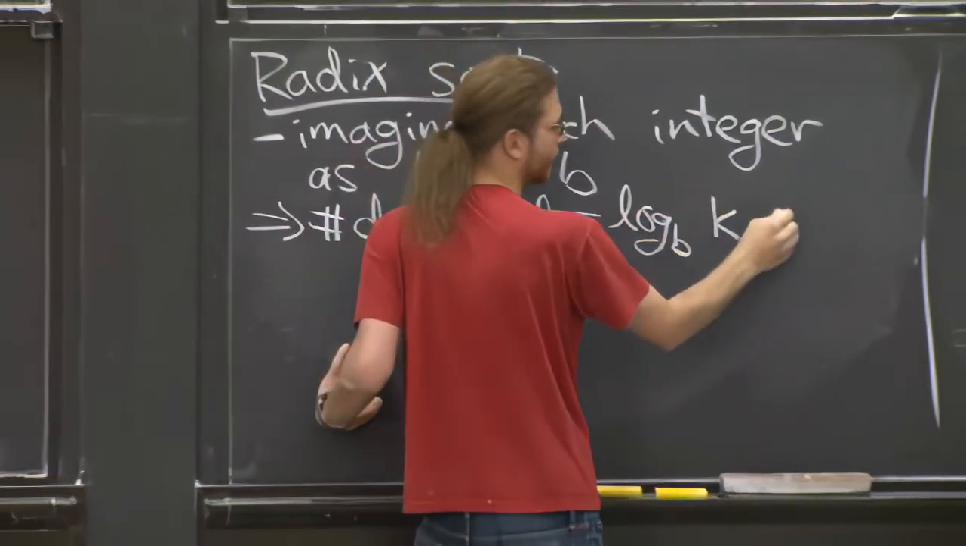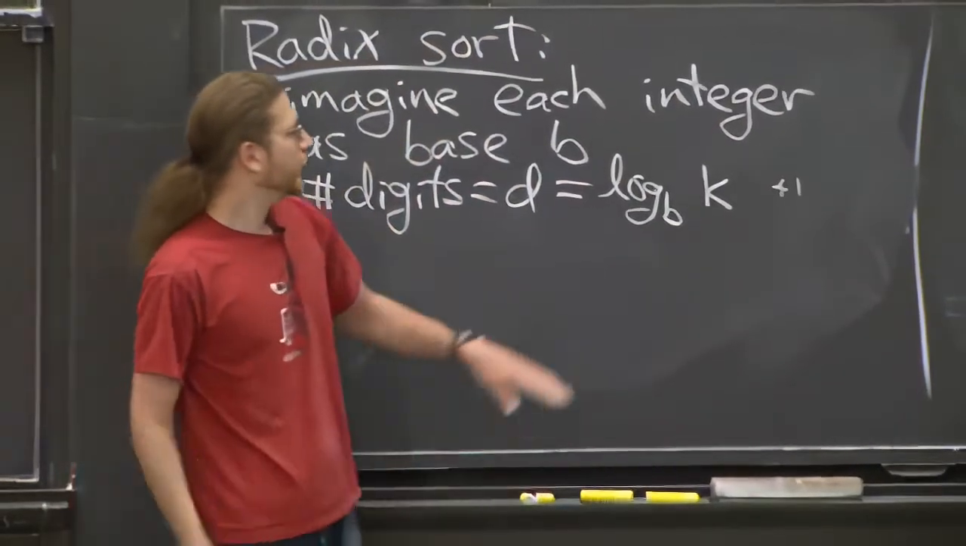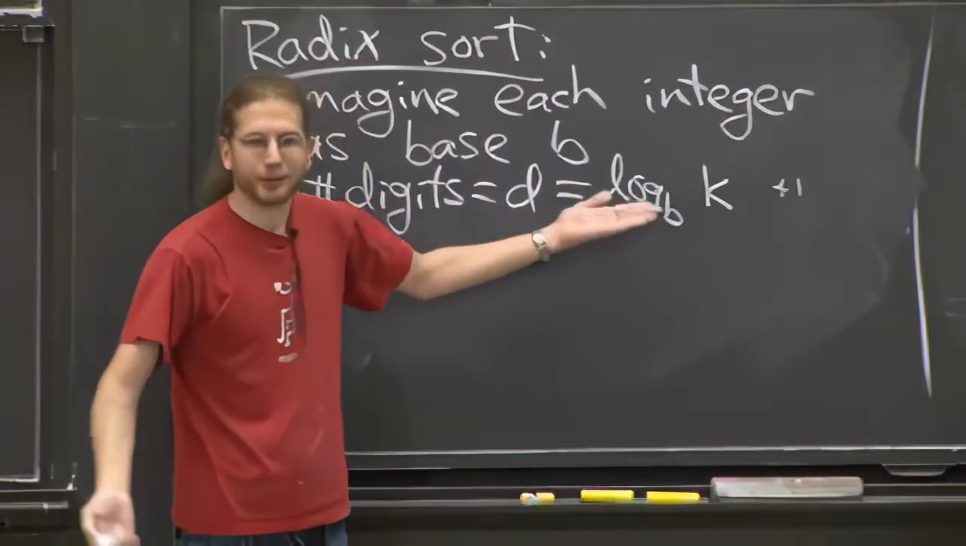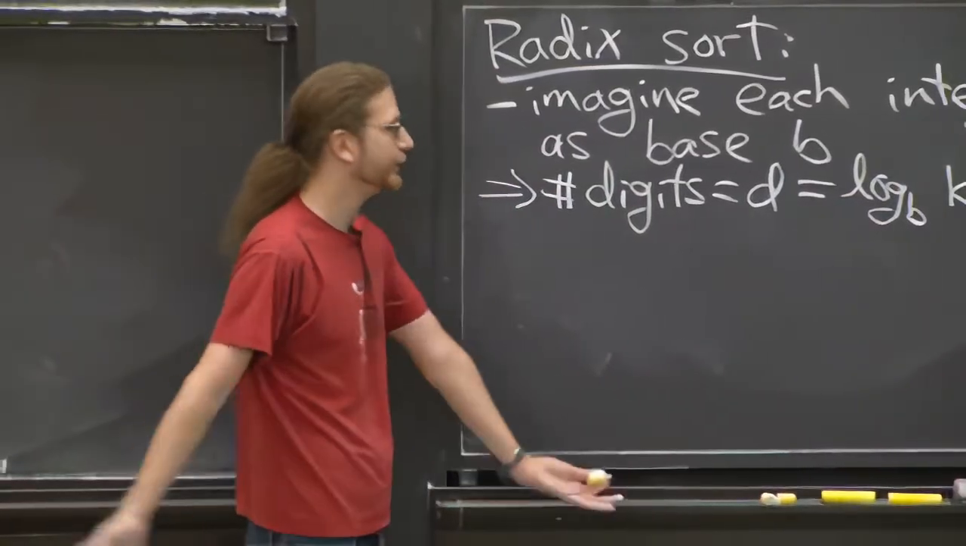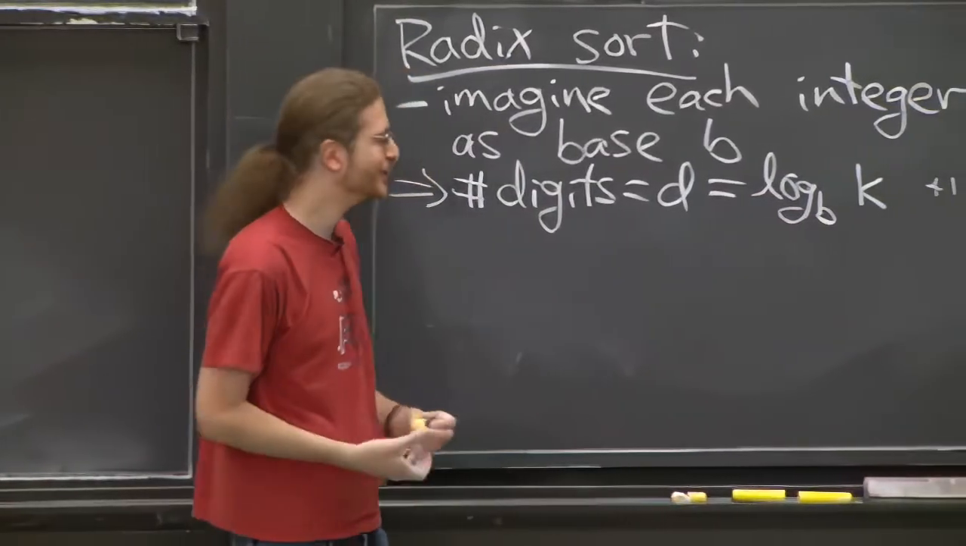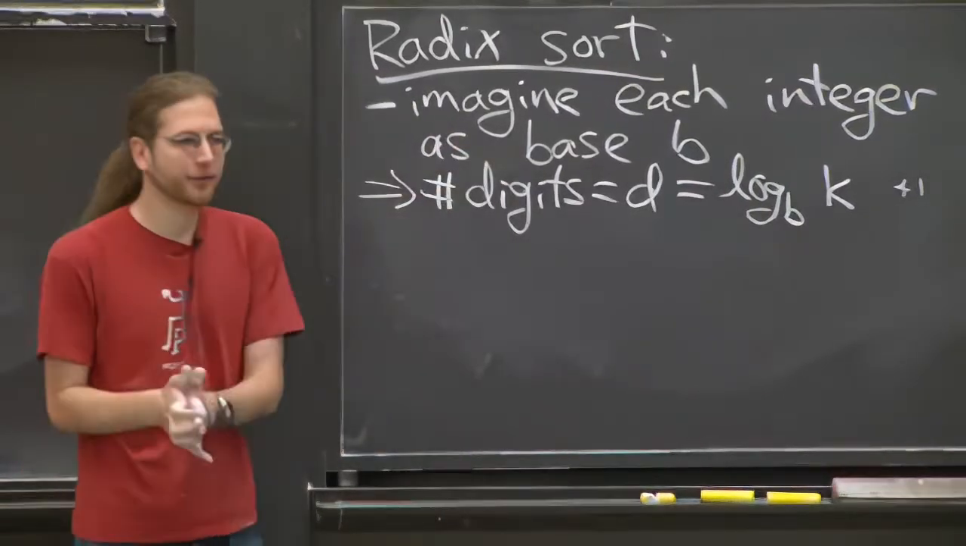Plus 1, whatever. I have to be super precise here, because if I'm in base b, that's what log is, right? Normally we think of log base 2 because we're writing things in binary, or that's how computer scientists normally think. And fine, so now we've decomposed our integer.